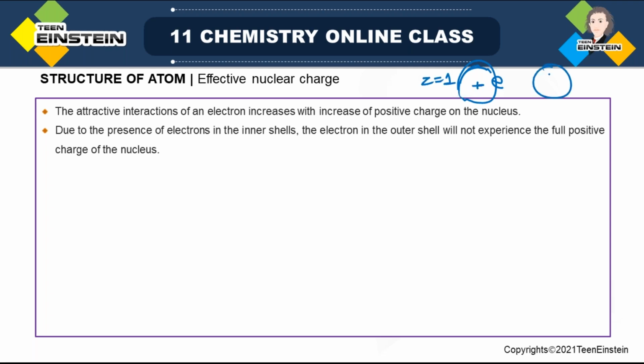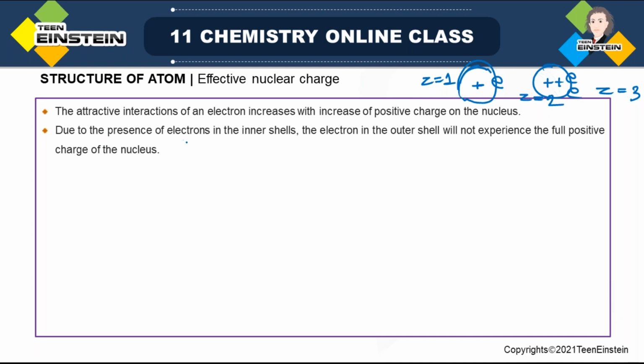But suppose now you have 2 electrons. Here the atomic number is changing from 1 to 2. Similarly it will be 3. So as you move from atomic number 1 to 2 to 3, the electron number is increasing, and the proton number in the nucleus, which we call atomic number, is also increasing. With increase in the Z value, the attractive interaction for a particular electron will also increase, because the positive charge in the nucleus is increasing.